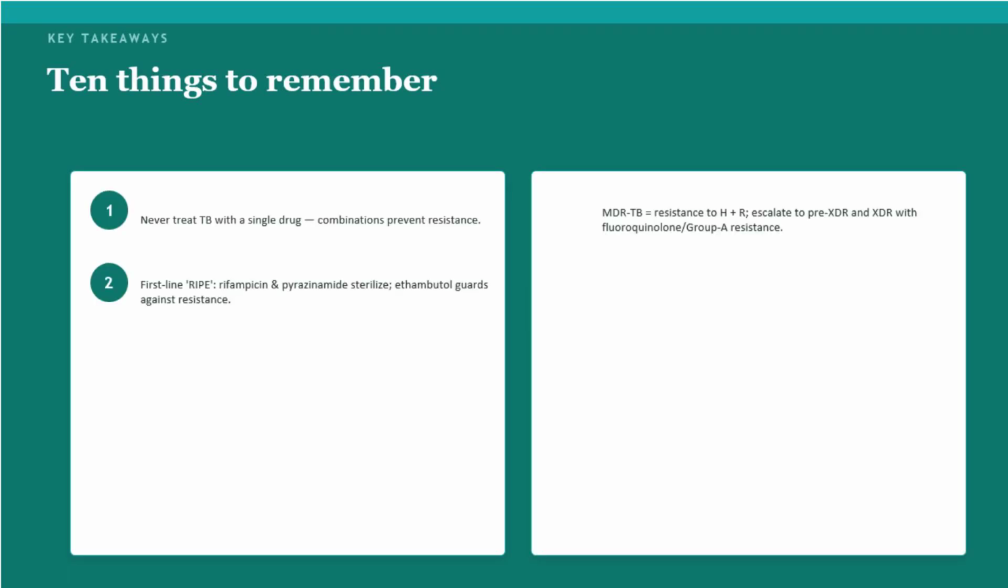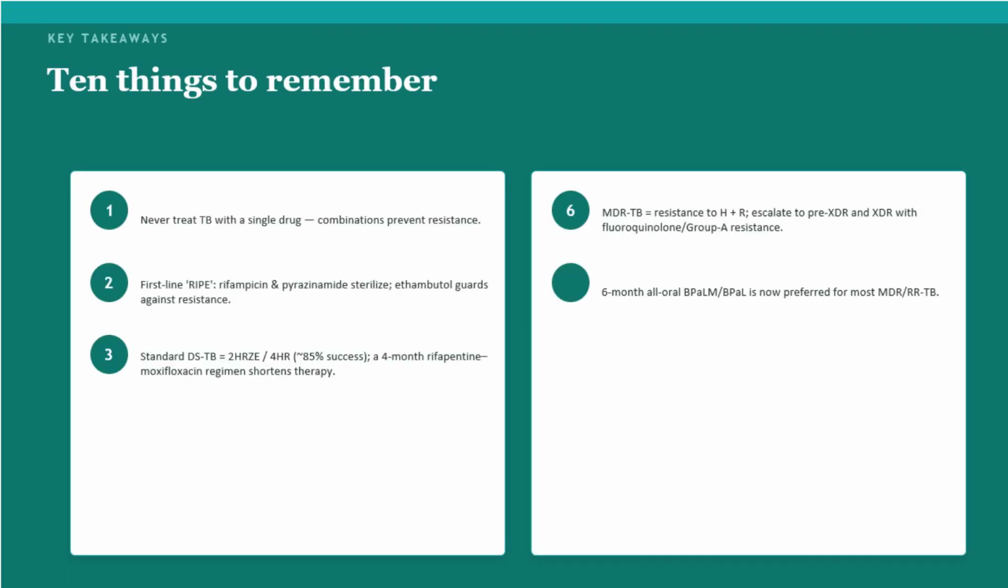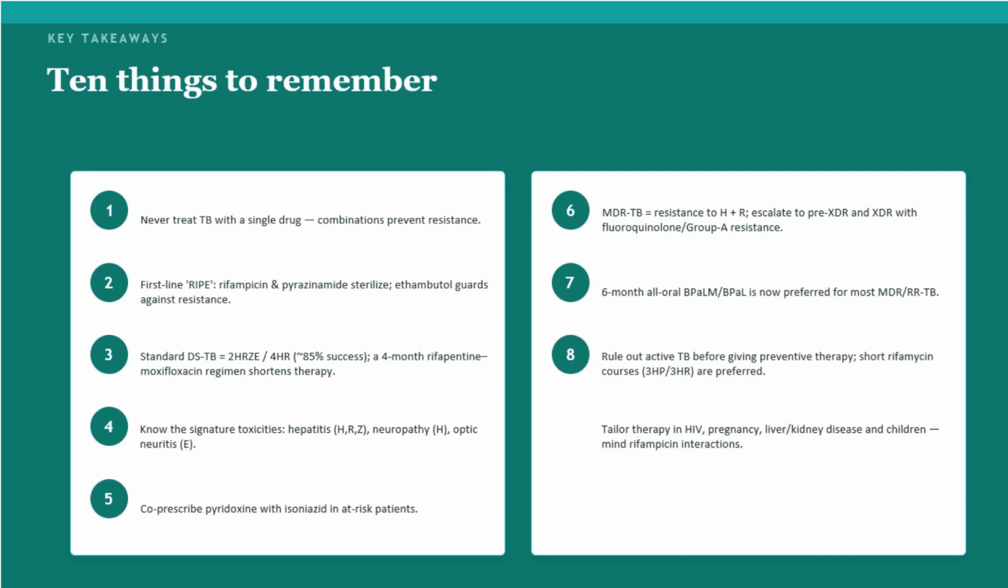Alright, let's lock it all in with the 10 things to remember. Never treat TB with a single drug. Now your RIPE roles. Rifampicin and pyrazinamide sterilize. Ethambutol guards against resistance. Standard drug susceptible TB is 2-HRZE/4-HR, and a 4-month regimen can shorten it.